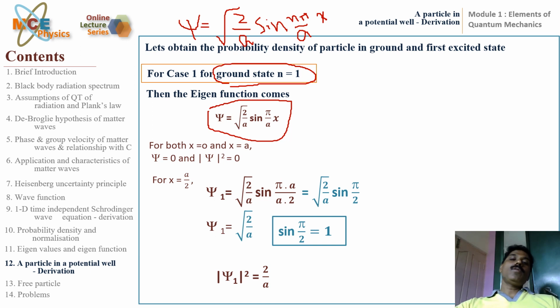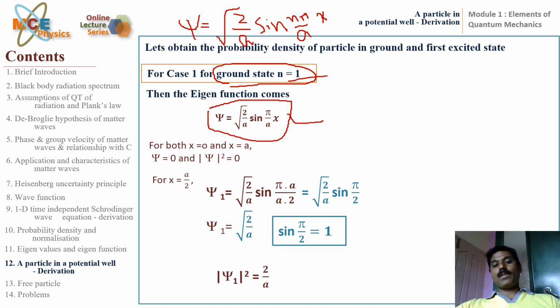I had told you in one of the classes that n should not be 0, because 0 value of n makes energy also 0. Total energy is 0, which is practically not possible. For every particle, total energy is always non-zero. Therefore, n cannot be 0. The lowest value of n is 1, that is for the ground state. Hence, we take n equal to 1 first. On putting n equal to 1 in this equation, what do we get?